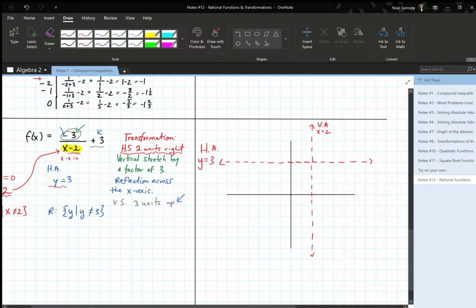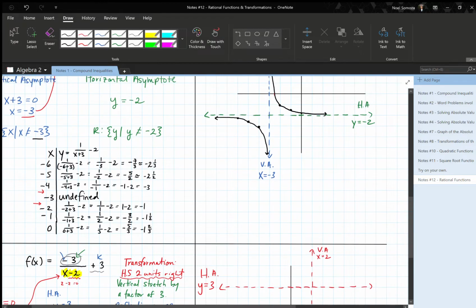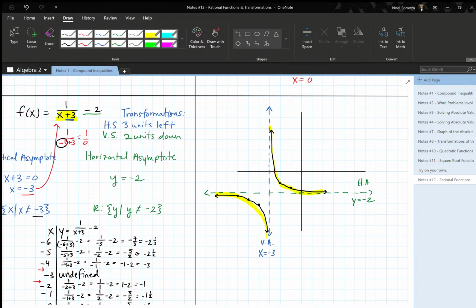Now let's go ahead and fill in our table so that we have some points. Notice that we had a reflection across the x-axis, so the curves are not going to be where you expect them. Just imagine, go back to this one. Pretend that these two functions got reflected across the x-axis. Would they still be here and here? What would happen to them instead?